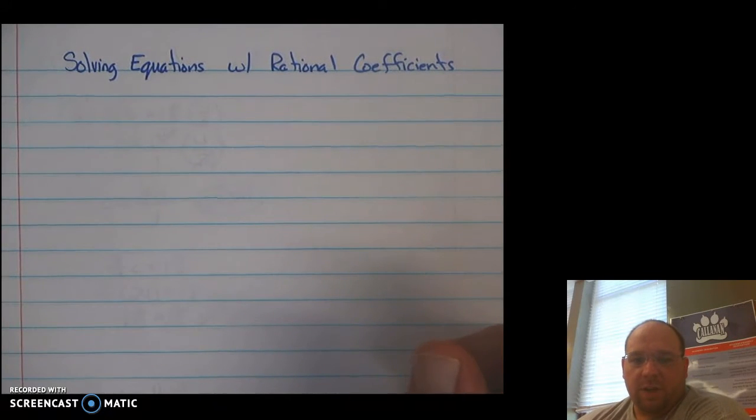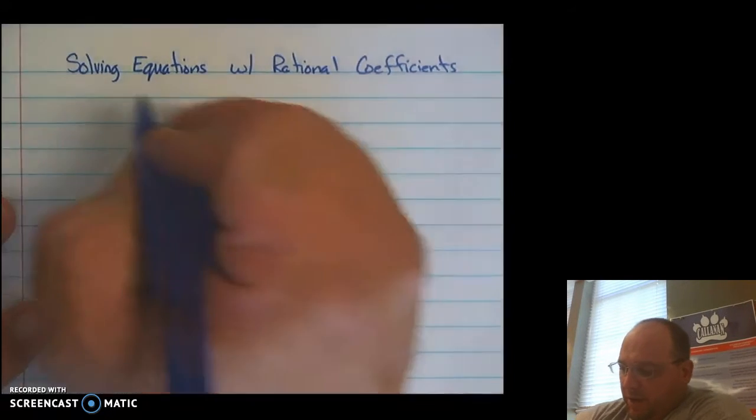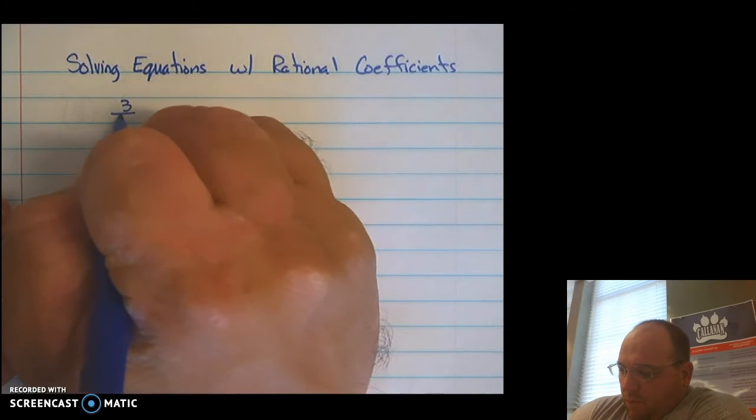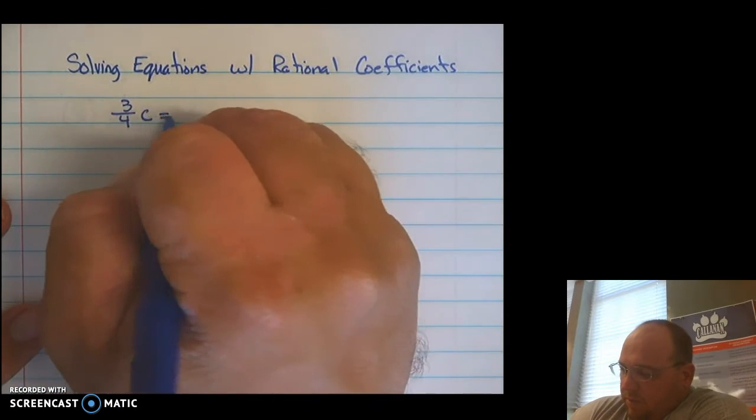Welcome. Today we're going to solve equations with rational coefficients. So let's go ahead and get started. We're going to have the problem 3/4 c equals 18.